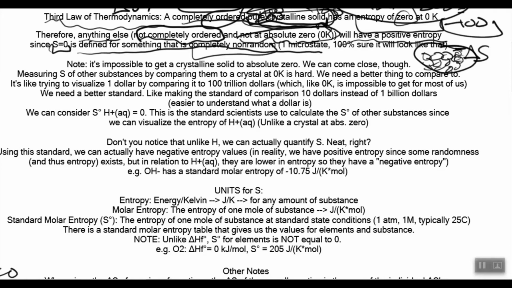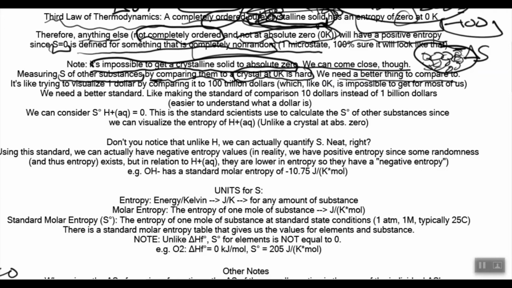So here's a little problem that scientists face. It's impossible to get a crystalline solid to absolute 0, actually. We can come close though, but close is sometimes not enough, and sometimes it's ineffective. So instead, we can measure the delta S of other substances, and we're not going to be comparing the delta S of these substances to a crystal at 0 Kelvin, since it is pretty hard to do. We need a better thing to compare to.